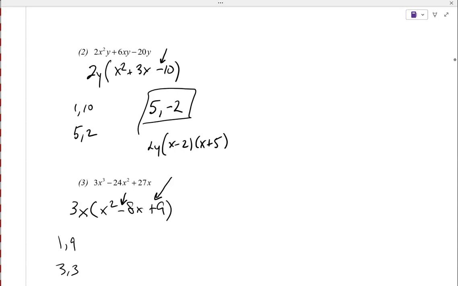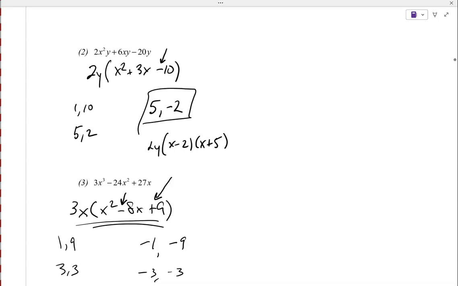Does negative 1 and a minus 9 work? Does that give you negative 8? Does negative 1 and negative 9 give you negative 8? That one doesn't work, does it? Does negative 3 and negative 3 make a negative 8? No. So does anything work? No. So this is it. That's all the farther you can go. Okay. This is it. You can't go any farther than that. That's all you can do.